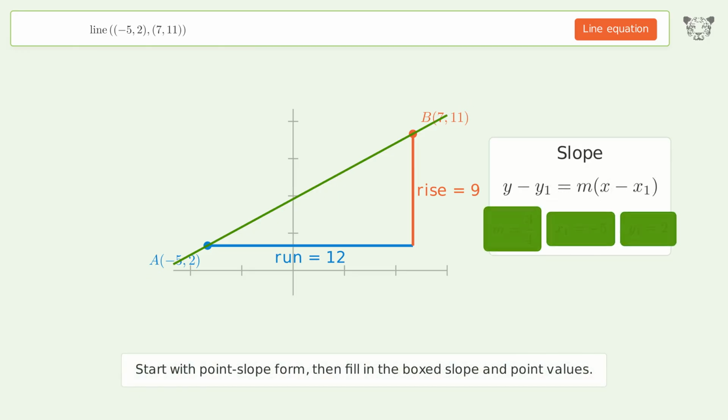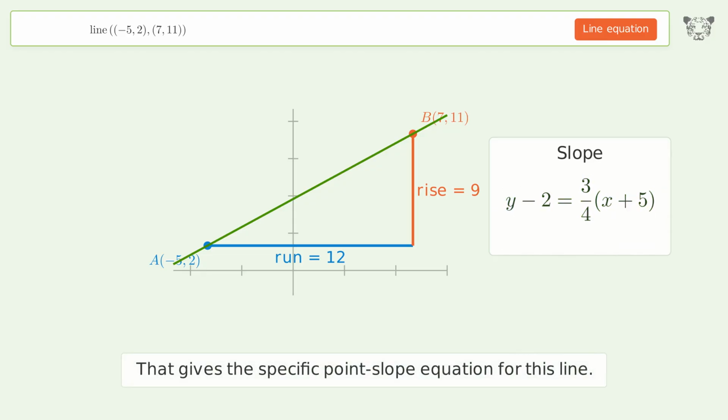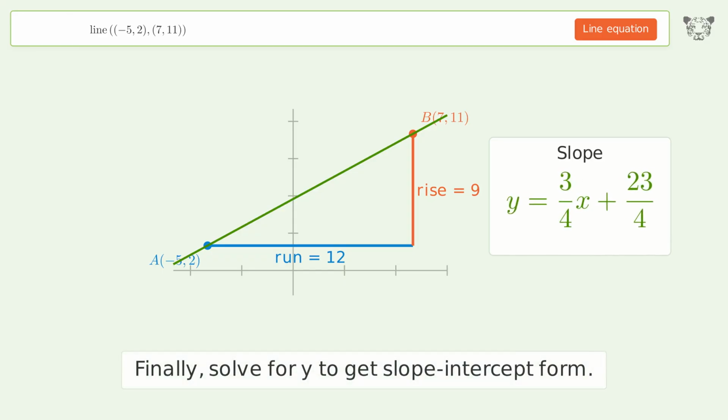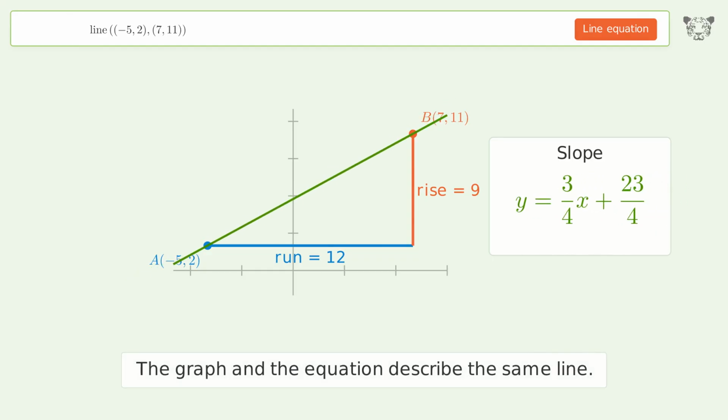Start with point slope form, y minus y1 equals m times x minus x1. Then fill in the boxed values. Slope is 3 over 4, x1 is -5, and y1 is 2. That gives the point-slope equation for this line. Finally, solve for y to get slope-intercept form. The graph and the equation describe the same line.